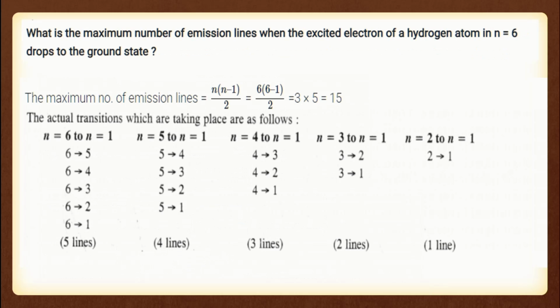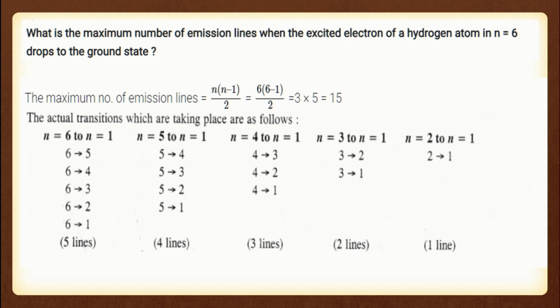What is the maximum number of emission lines when the excited electron of a hydrogen atom in n = 6 drops to the ground state? The maximum number of emission lines is equal to n(n - 1)/2, which is equal to 6 × (6 - 1)/2, which is equal to 3 × 5, which is 15.